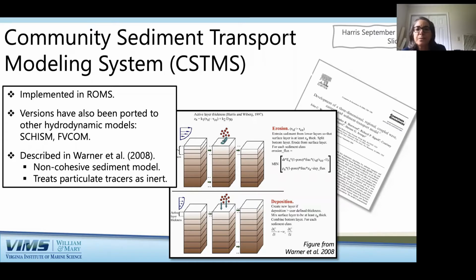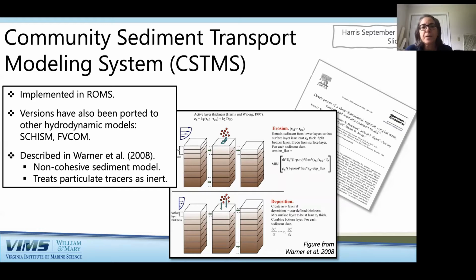So for a non-cohesive sediment model, we assign each of our types of sediment a settling velocity and also a critical shear stress for erosion. And those are assumed to be fixed properties. They can vary with grain size in the model or with sediment type, but they don't vary as a function of other things like turbulence or the age of the sediment bed.